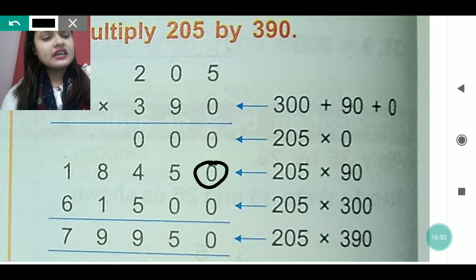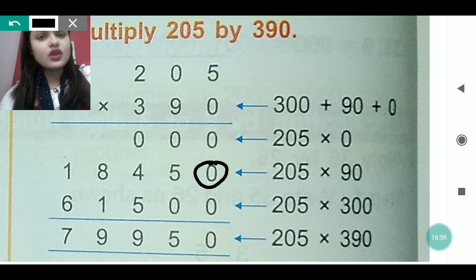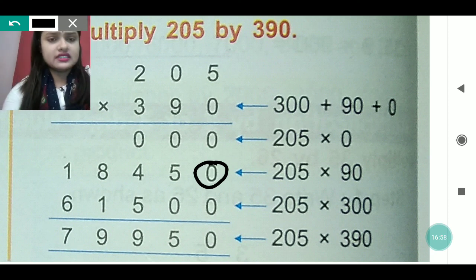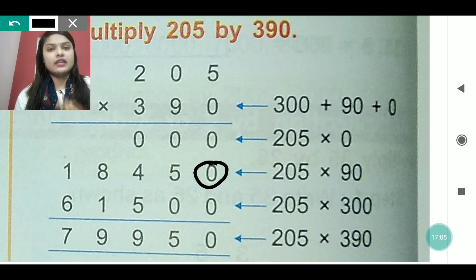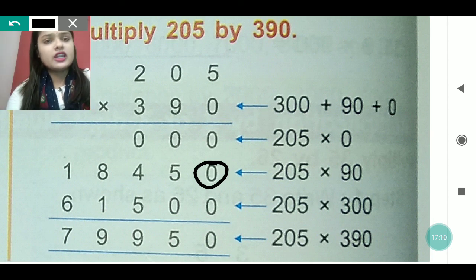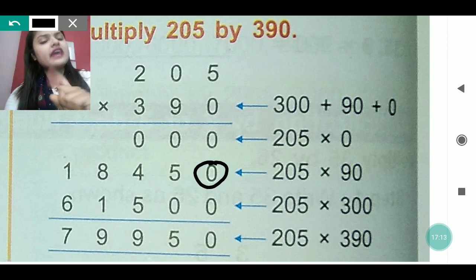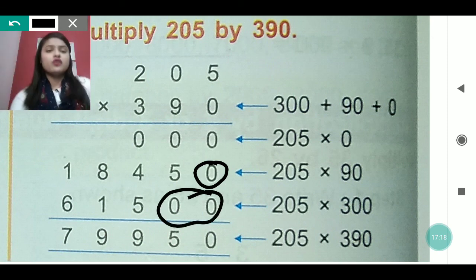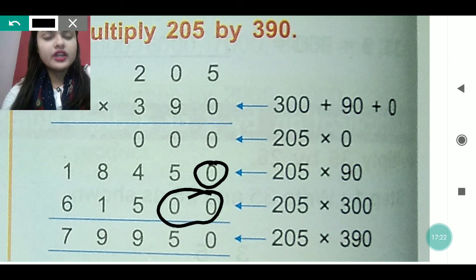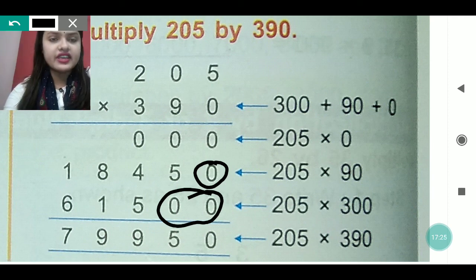After getting 1845, we move to the next place, that is the third place. The digit written there is 3. With 3 we have to multiply all the three digits, that is 205 by 3, and again we get one product. Before the product, we put 2 zeros. After that, when we multiply 205 with 3, we get 615.